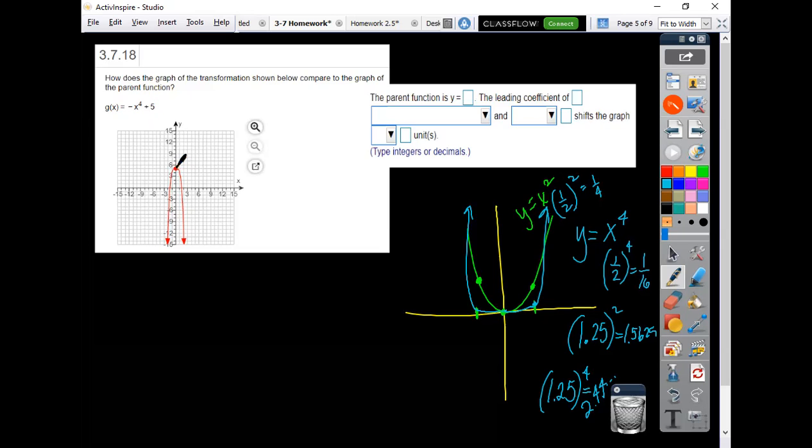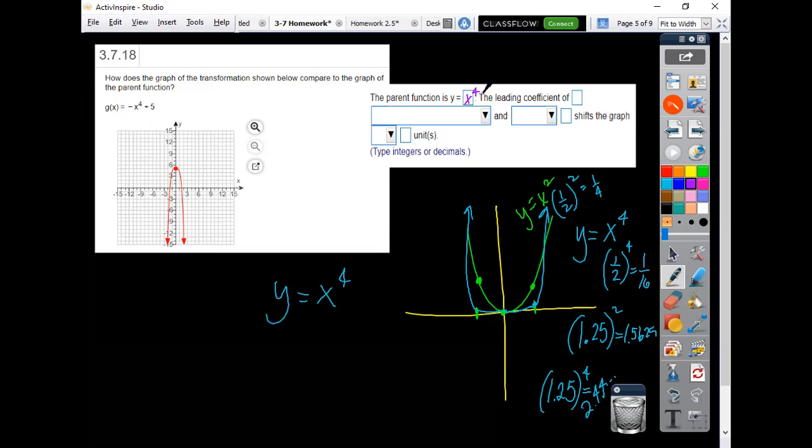So then it says, how does the graph of this transformation shown below compare to the graph of the parent? So the parent, again, everything where you just strip off all the numbers and no flipping or anything like that. So that's your parent graph. And then, so that would be what's in here, x to the fourth.